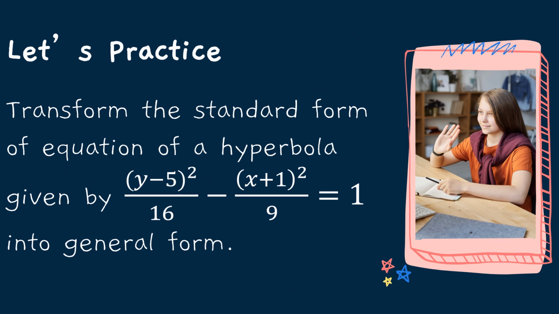For number 2 example, this time, hindi naman siya sa center na 0, 0. But rather, it is in the format of y minus 5 quantity squared over 16 minus x plus 1 quantity squared over 9 is equal to 1. So, there are few changes or additional steps for this particular example since the center is already at h and k where it's not on the origin. So, let us show how to solve this particular equation.